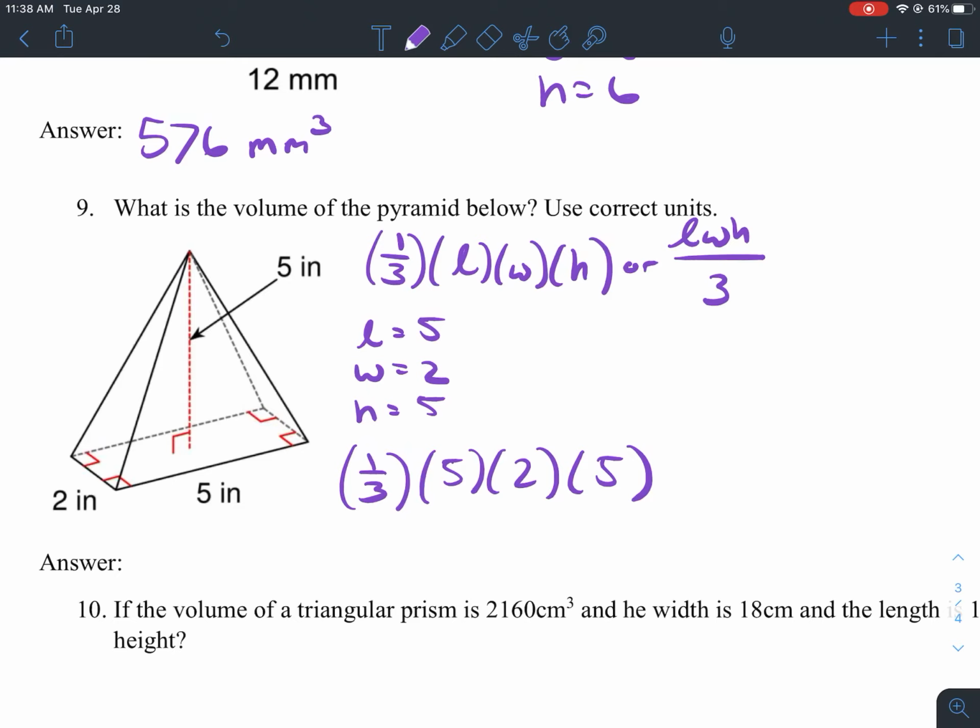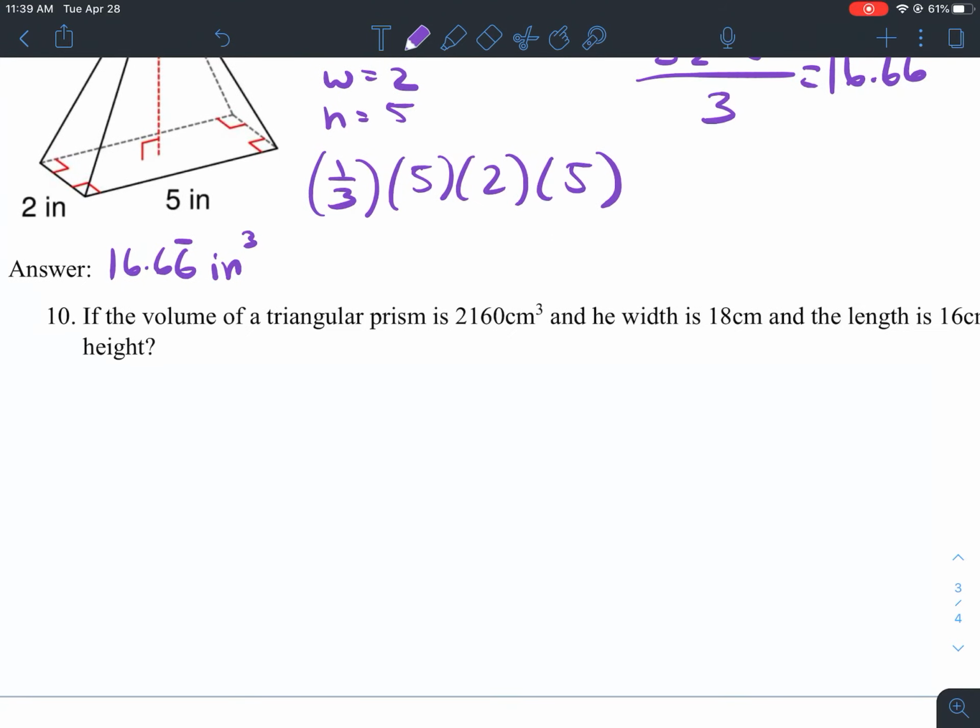And I got 16.66 repeating. And then again, that's volume, so it's going to be inches cubed. If you were to plug it into the other formula, 5 times 2 times 5 divided by 3, you will also get 16.66 repeating. Use whichever formula you feel most comfortable with.